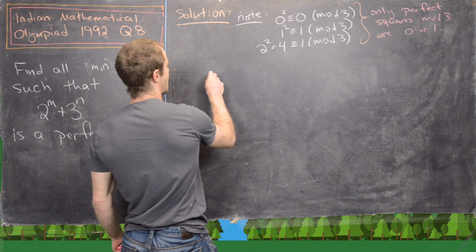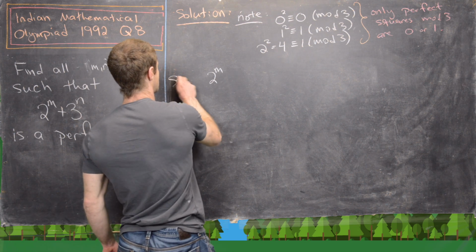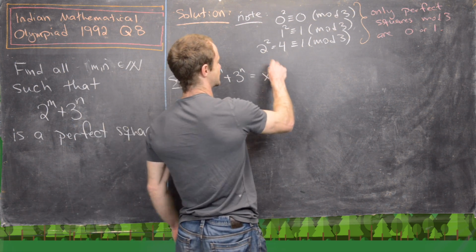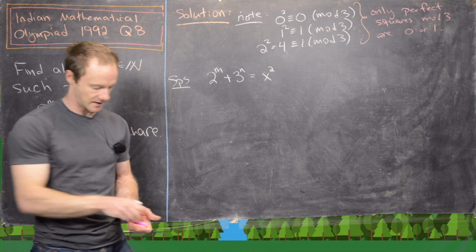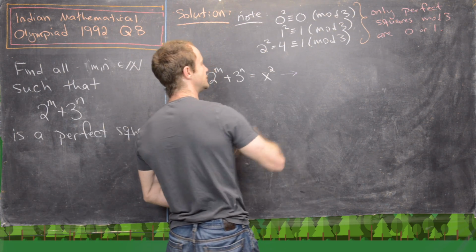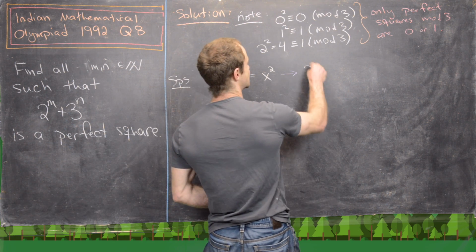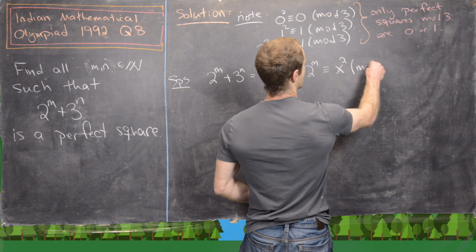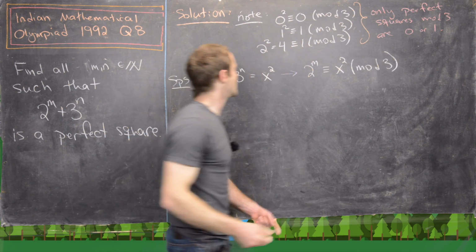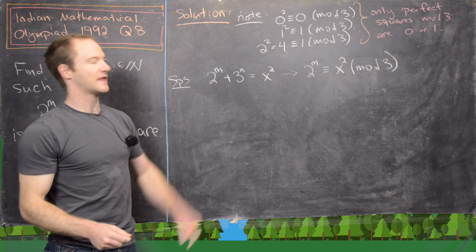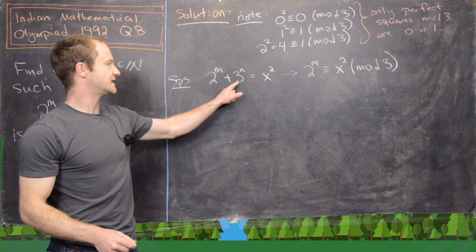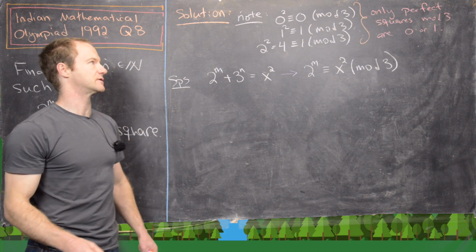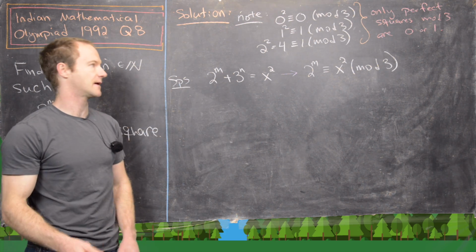So let's see. We're going to have 2 to the m plus 3 to the n is equal to x squared. So we're assuming this is a perfect square. Now let's go ahead and reduce this modulo 3. That's going to give us 2 to the m is congruent to x squared mod 3. And so where did the 3 go? Well, let's recall that n is a positive integer. So this is 3 to the 1, 3 to the 2, 3 to the 3, so on and so forth. But that's congruent to 0 mod 3, so we can just get rid of that.